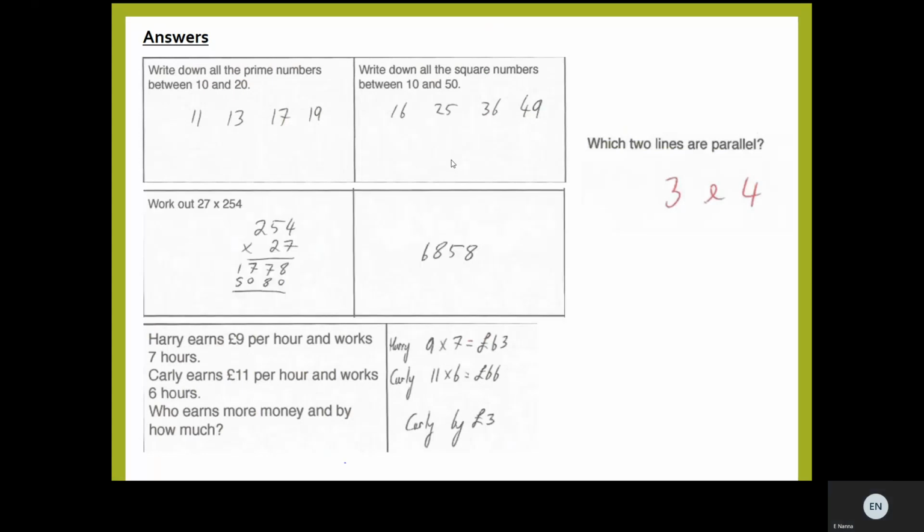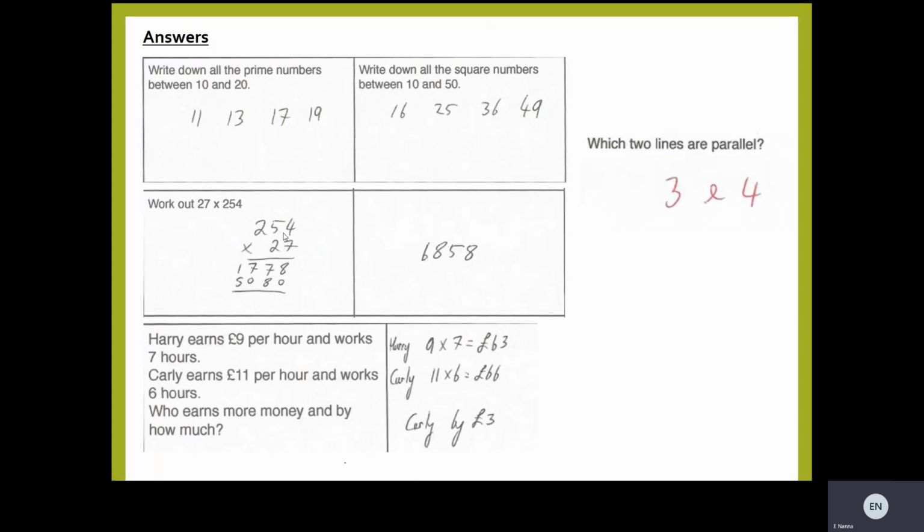Well done. Next question. Work out 27 multiplied by 254. So here they're testing your multiplication skills, and this is very important. Even up to GCSE level, you would always do questions just like this. There are different methods you could use to solve this. Some would partition it, multiply, and add them together. But using the basic method of long multiplication, 254 multiplied by 27.